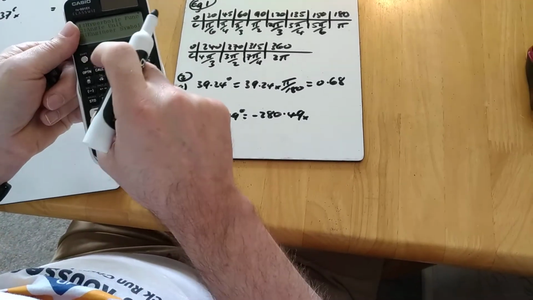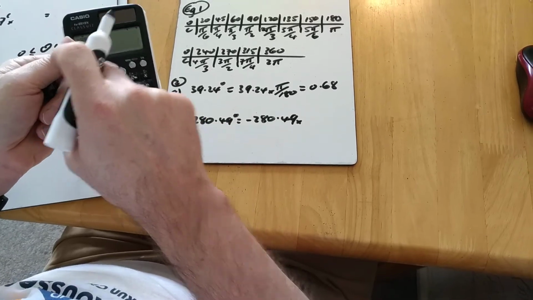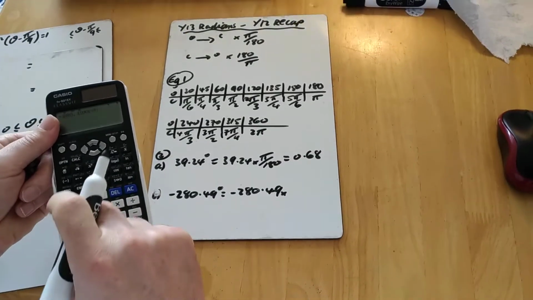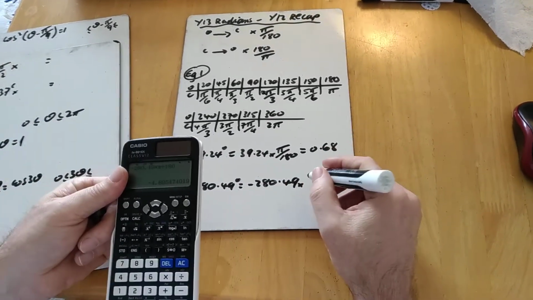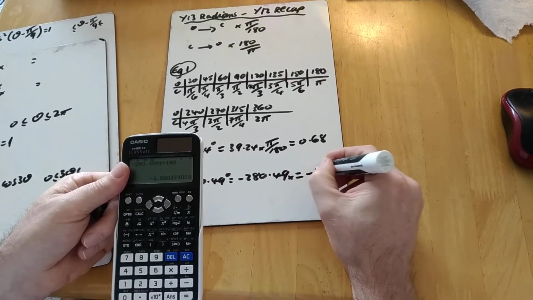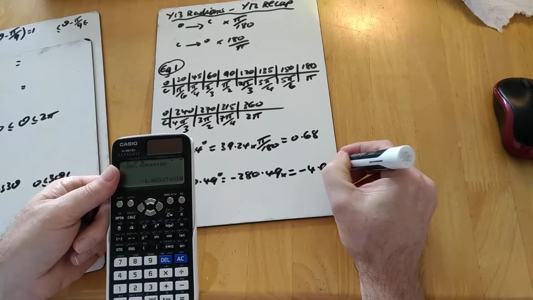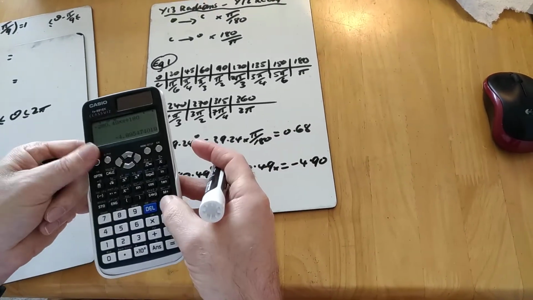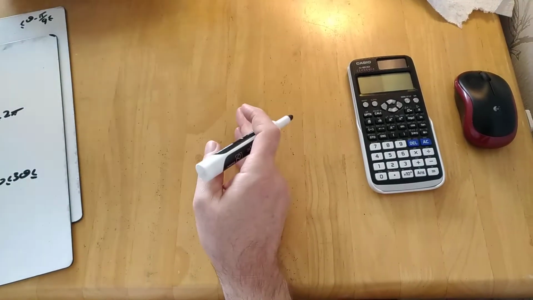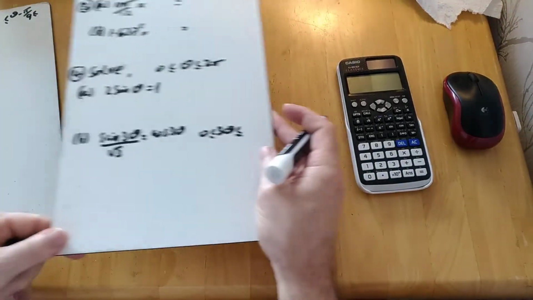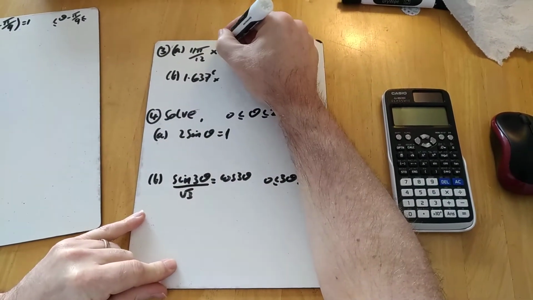Minus 280.49 in exactly the same way, times by pi divided by 180, check my pressing buttons, minus 4.895, minus 4.90 to two decimal places. Nice and straightforward.